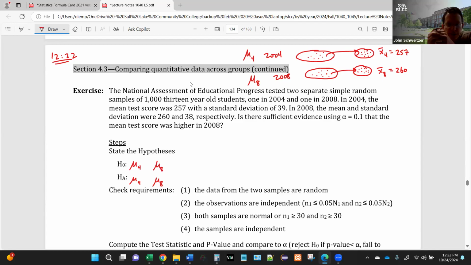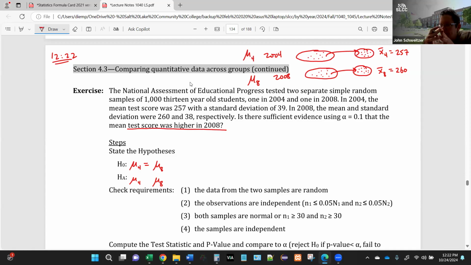And then the data, right? So we have data on all of these kids, and so each one is a score. It's the count of the number of points they receive on the exam. So it's quantitative. So we're looking at mu. So the null, the skeptic's hypothesis, is that it's equal, and then the alternative is that we think maybe the test score is higher in 2008.